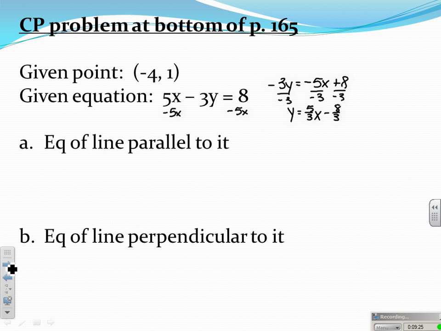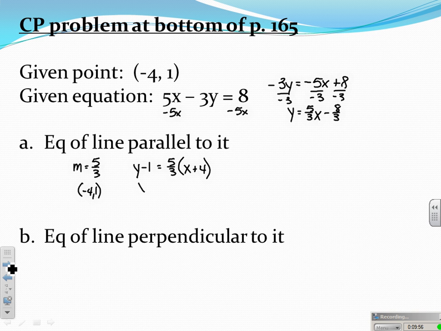So the slope of that given line is 5/3. So I know I'm going to use 5/3 again for a parallel line. And we're looking at that point, negative 4, 1, that was given to us for this problem. So if we use our point-slope form, y minus y1 is equal to the slope times the quantity x minus x1, which would turn to x plus 4.